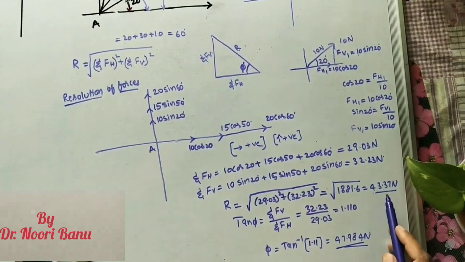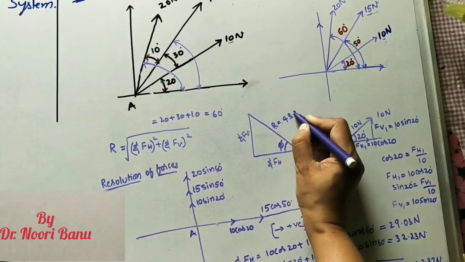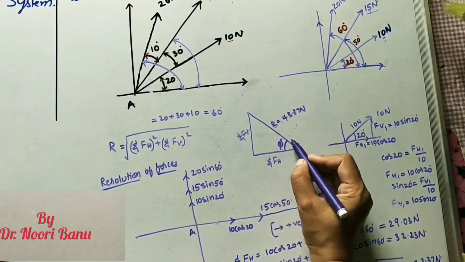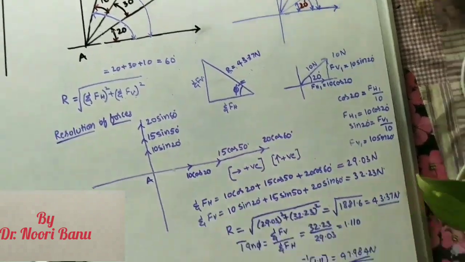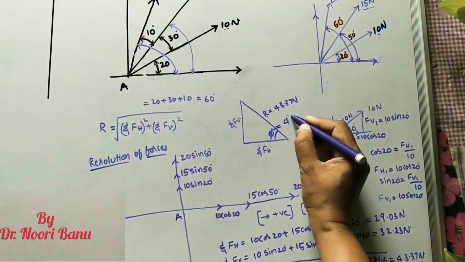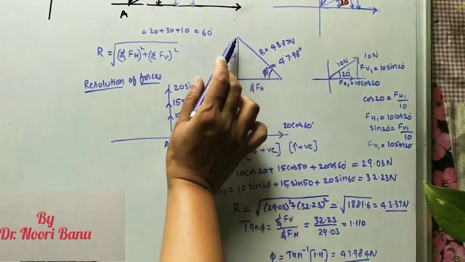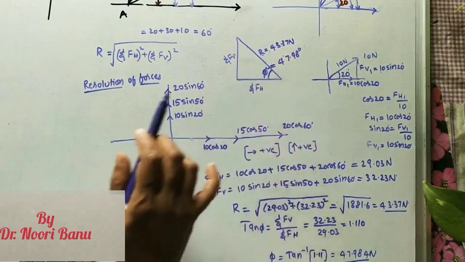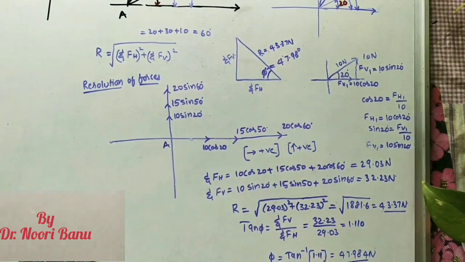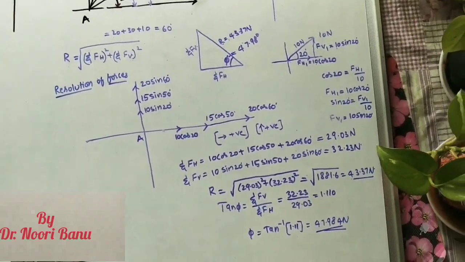Now here the resultant is 43.37 newtons. The angle we are taking is 47.98 degrees. It means the resultant is acting at this angle with the horizontal. Okay, this is the process of finding the resultant in the given concurrent force system.